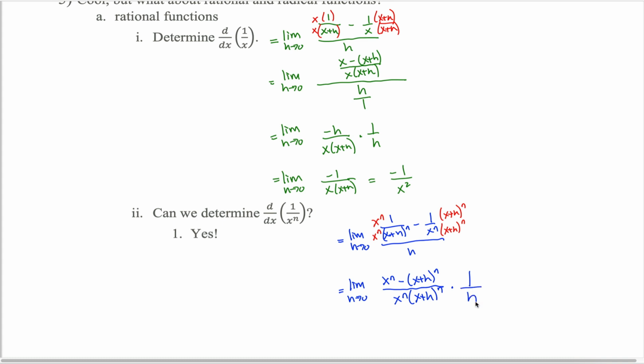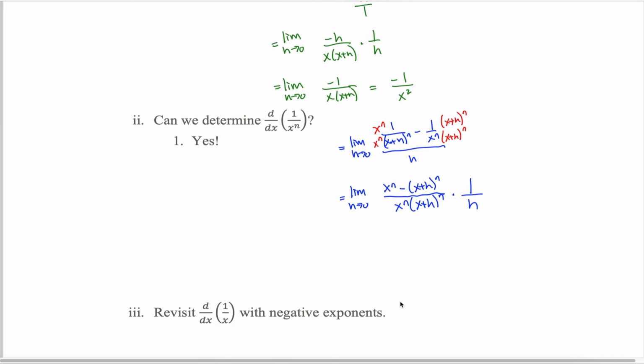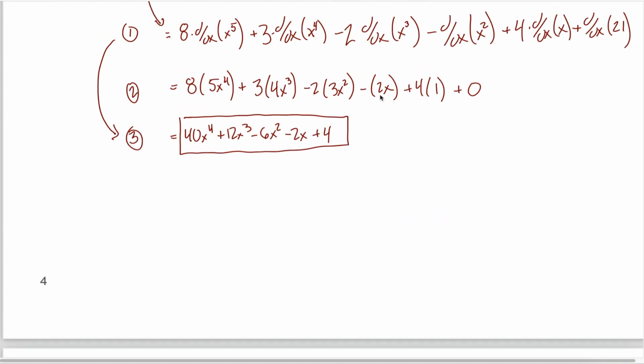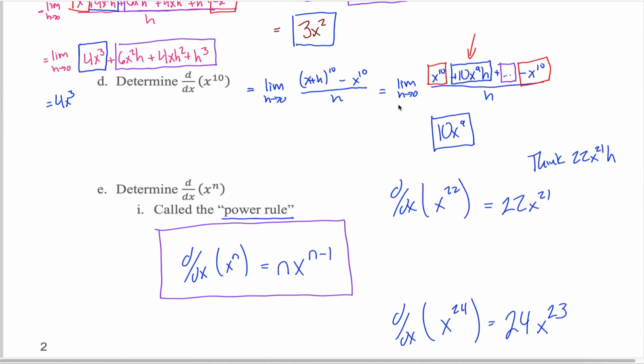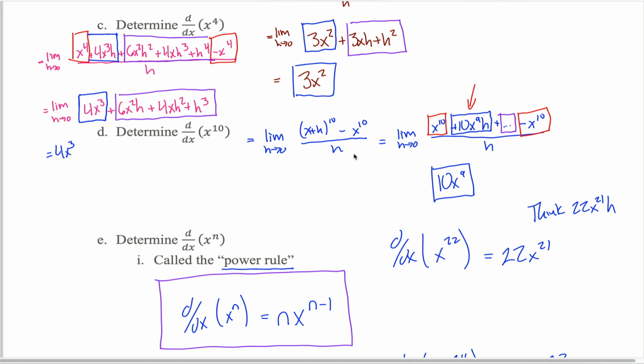It'd be great if I could cancel out this h right here because then I could evaluate the limit. Can I cancel out this h? Yeah. Do you see it? Probably not. But what we have here is very similar to what we had a couple videos ago when we developed our power rule, right?